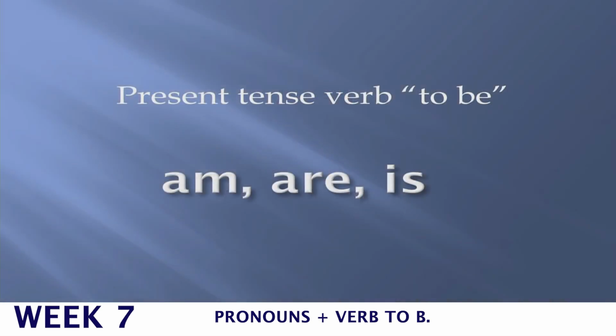The verb to be is an irregular verb. So we need to learn what pronouns or what nouns we use with each form of the verb to be. There are three forms of the verb to be. We have am, are, and is.